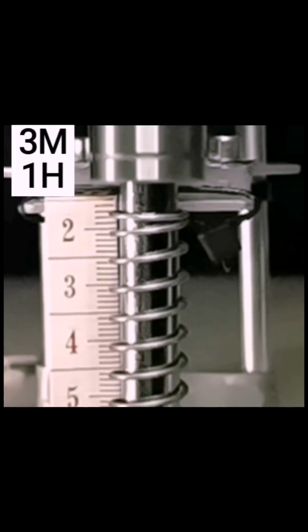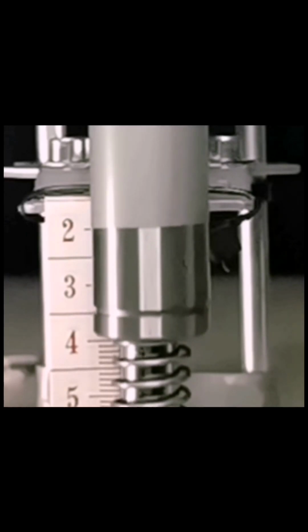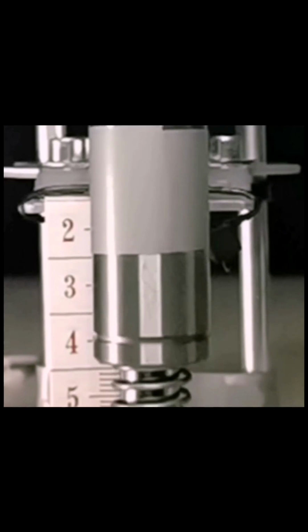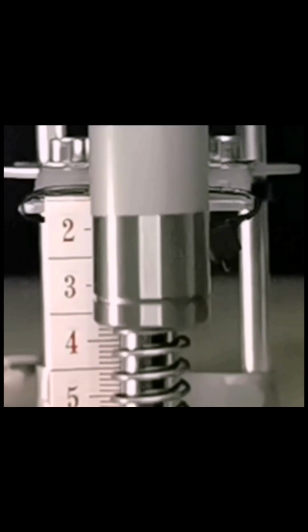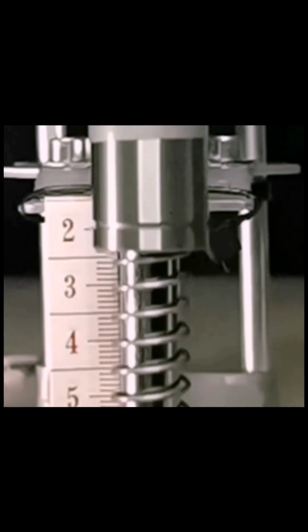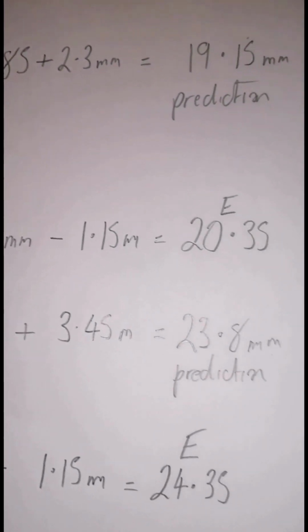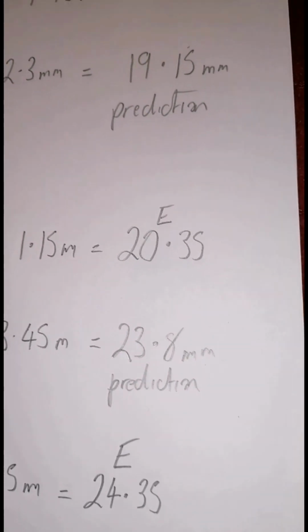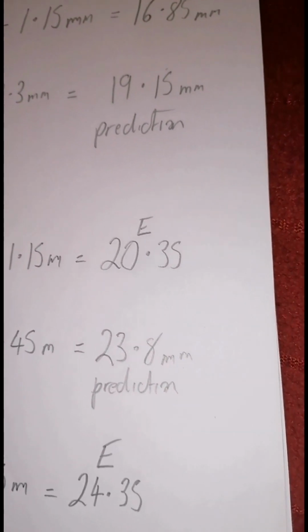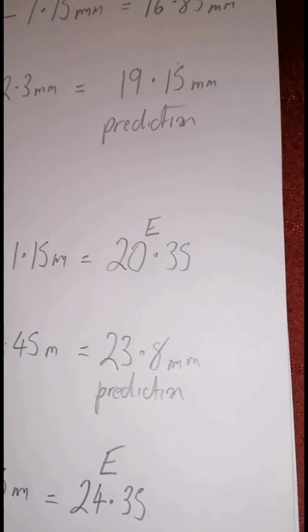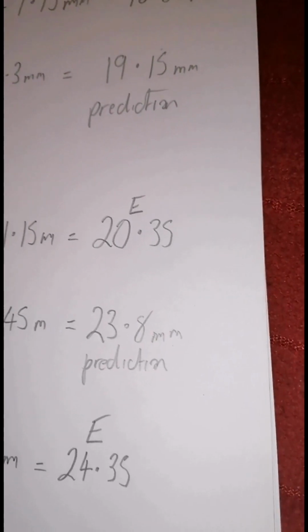So 3 mass at 1 height: 5, 10, 15, 24. So we're just seeing the 3 mass at 1 height, we predicted 23.8 and we're roughly getting 24. So we're 0.2 of a millimeter off on that prediction.